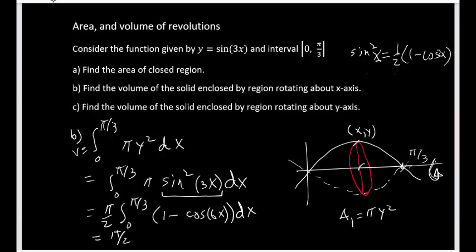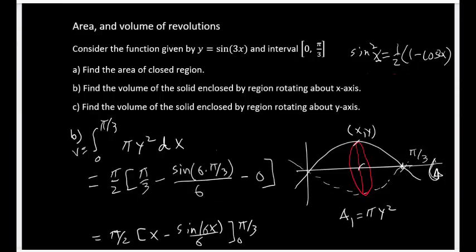You have pi over 2. Integration gives you x minus sine 6x over 6. And after that, you plug the values and simplify your answer. So let me plug the values here. X is replaced by pi by 3 here, minus sine 6 times x, with x replaced by pi by 3, over 6. And when you plug 0 for x, it goes to 0. Sine 0 is also 0, so that part is gone. Now, this one is making it sine 2 pi, and we know sine 2 pi is also 0. So finally, we get our answer pi squared over 6. So that is the volume.